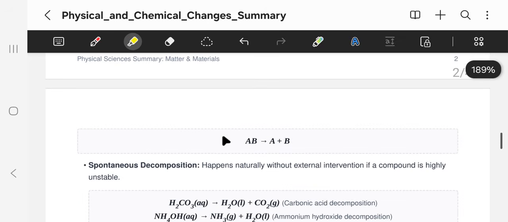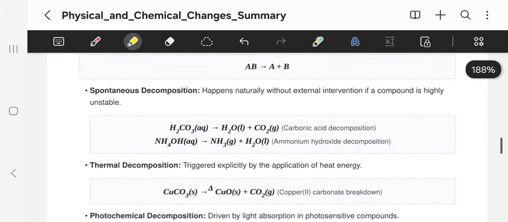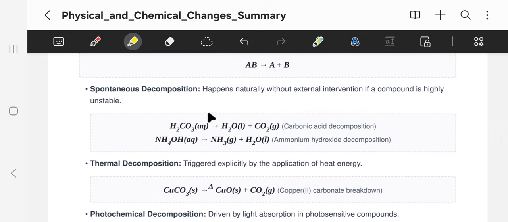And this is the example of that. You see here, I have AB which reacts to form A plus B. So AB is that single complex compound, and it is broken down into two simpler compounds. I had AB complex compound, and now it has been broken down into A plus B. A plus B are the simpler compounds. Okay, so this is a decomposition reaction. I hope you understand that, guys. And we have types of decomposition reactions, but what you need to realize, regardless of the types of decomposition reactions, is that we have one complex compound and it breaks down into two or more simpler compounds.